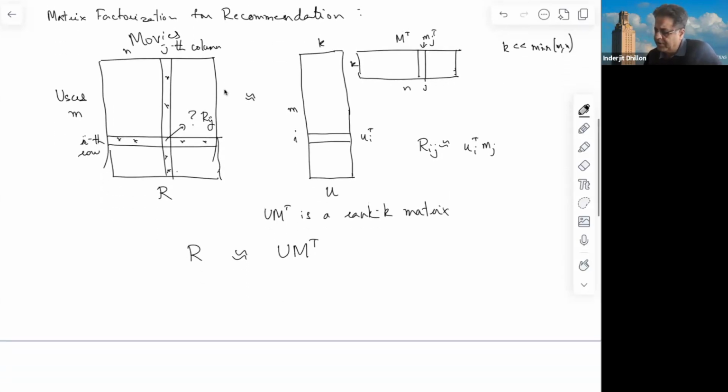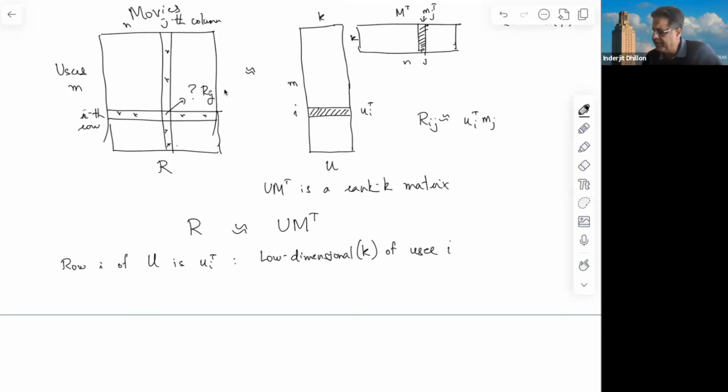Okay, and let me just, I've already written it, but this was ith row, jth column of M. Okay, so row i of U is Ui transpose. So you can think of it as a low dimensional representation of the ith user. So low dimensional, and what is it? K dimensional representation of user i.